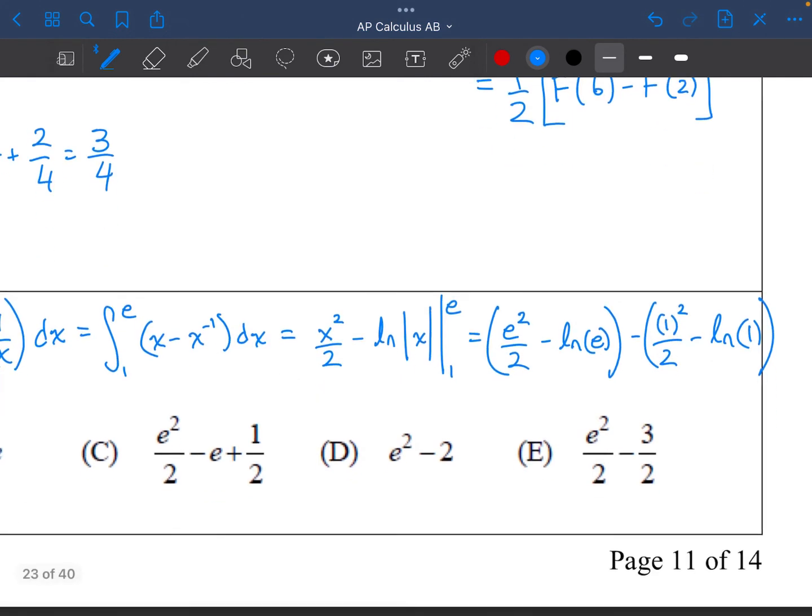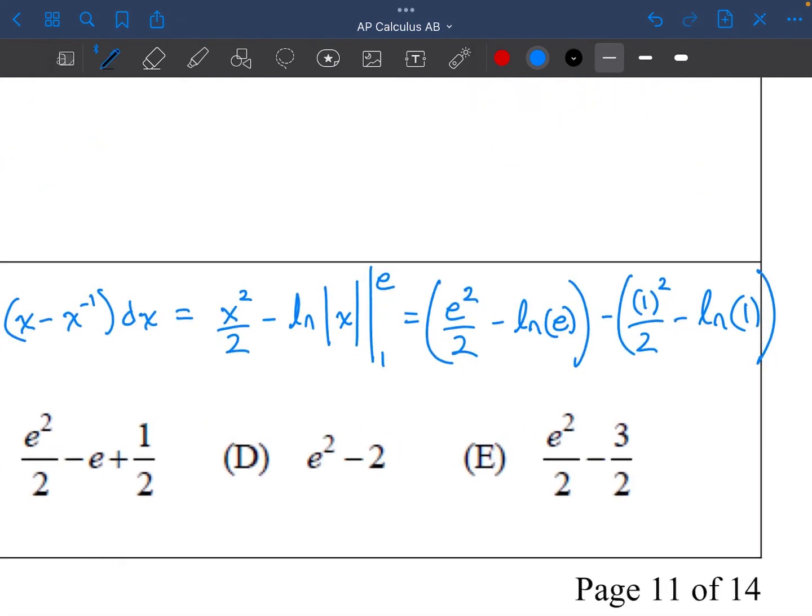All right, time to simplify. So the cool thing here, natural log of e is just 1, natural log of 1 is 0. If you don't have those memorized, you need to memorize them. At the very beginning of the year, I handed out a properties of logarithms worksheet, and you should know at least those 2 evaluations, along with some other tricks with natural logs.